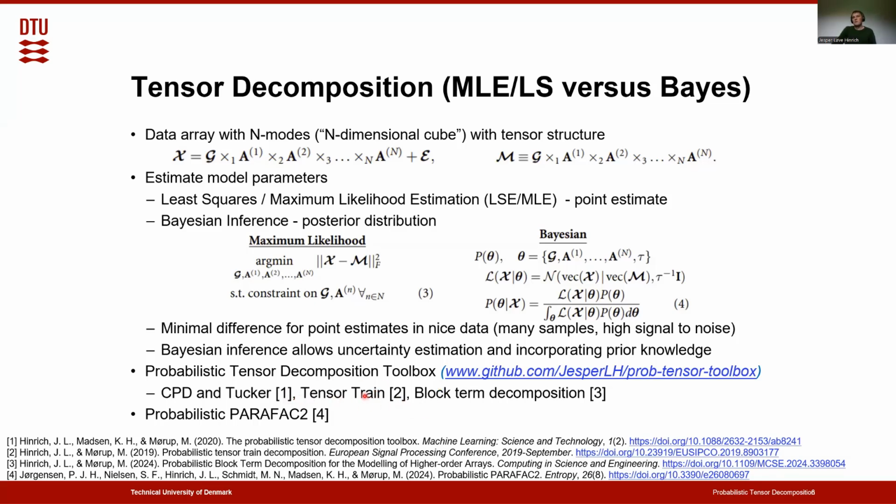The tensor train decomposition and the block train decomposition are other decompositions that I didn't mention before. We've also done some work on probabilistic PARAFAC2, but there are some things that are not as easy and nice in that, so for now it's not in the toolbox. But there is code available with the associated paper, and that is also free to use.